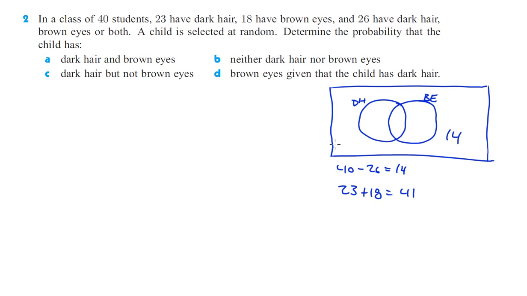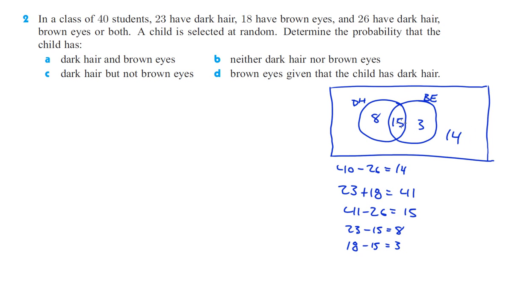Now we know that there's some crossover, so we take that 41 and subtract our 26 and find out that we've counted 15 too many. So that means that there's 15 that got counted twice, so there's 15 in the middle here. We got 15 that have dark hair and brown eyes. So 23 minus 15 gives us 8 that have just dark hair. And 18 minus 15 gives us that 3 people have just brown eyes. Now let's double check to make sure that this all adds up to 40.